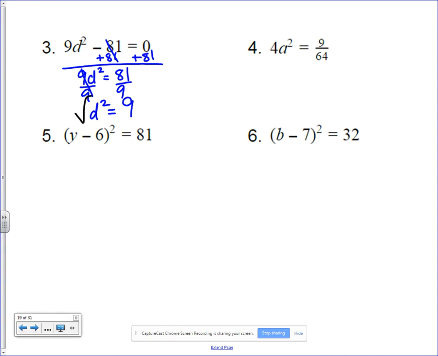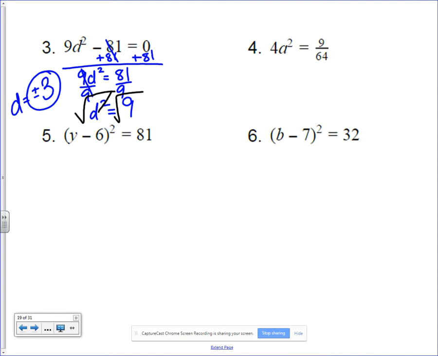Square root it. So now I have d equals, what's the square root of 9? What times what equals 9? 3. And folks, because we square rooted it, I need a plus or minus symbol on it. How we doing? Just fine?